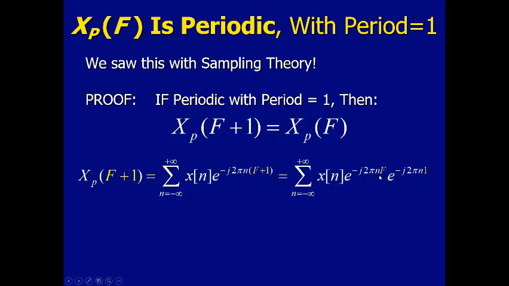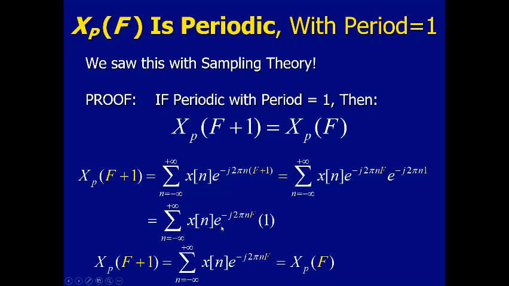Well, this exponential we can break up into two components, the e to the minus j 2 pi n capital F multiplied by e to the minus j 2 pi n times 1. And what is this e to the minus j 2 pi n times 1? Well, as we just saw, that's cosine 2 pi n minus j sine 2 pi n. N is an integer, so that's a cosine 2 pi, 4 pi, 6 pi, 8 pi, minus j sine 2 pi, 4 pi, 6 pi, 8 pi. And cosine of any integer multiple of 2 pi is 1. And the sine of multiples of 2 pi are 0. So this evaluates for any n, this is always 1 plus j0.